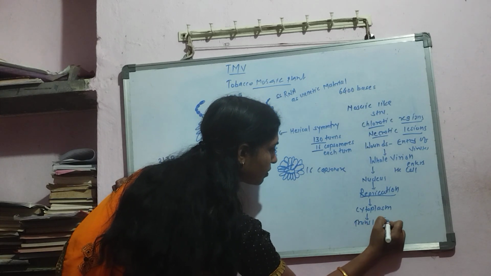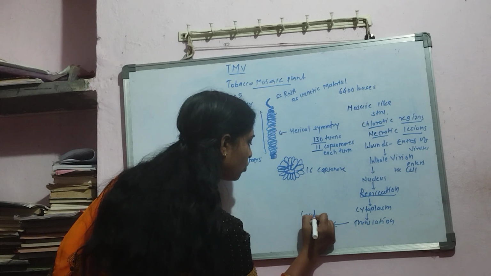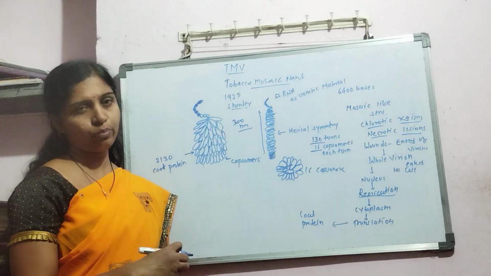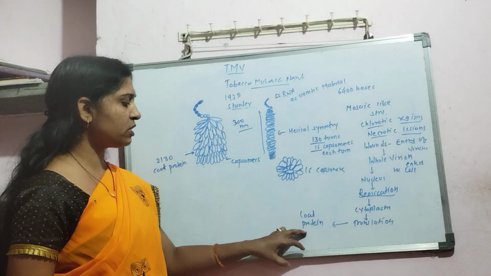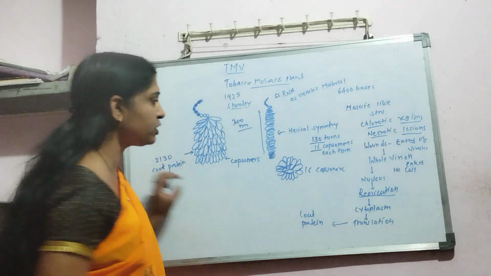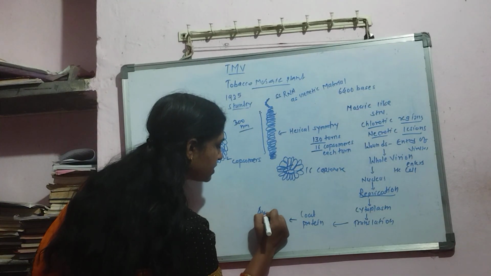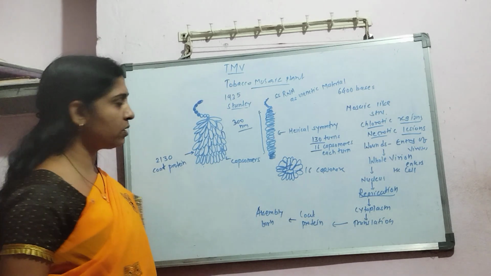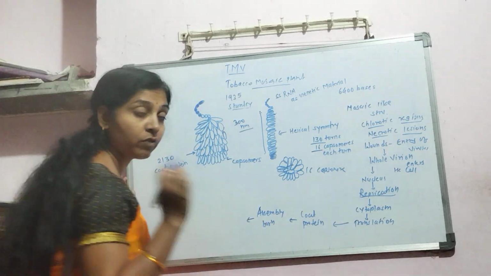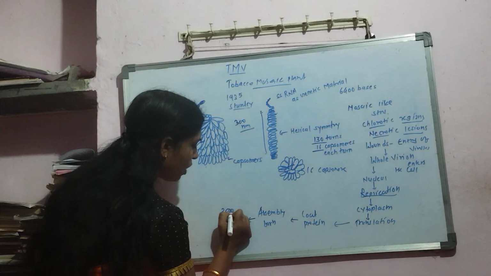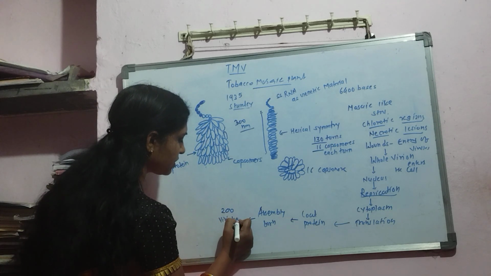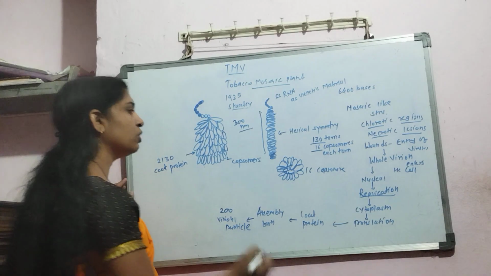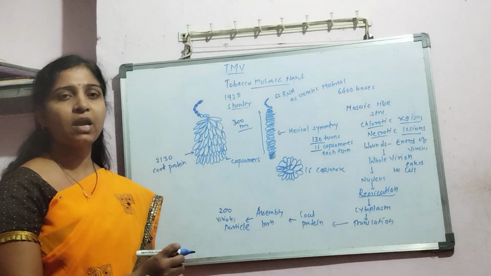Translation and the synthesis of the coat protein. Now, due to the synthesis of this coat protein, there is the assembly formation. After that, there is the assembly formation, and within a single cell, up to 200 virion particles can be synthesized.